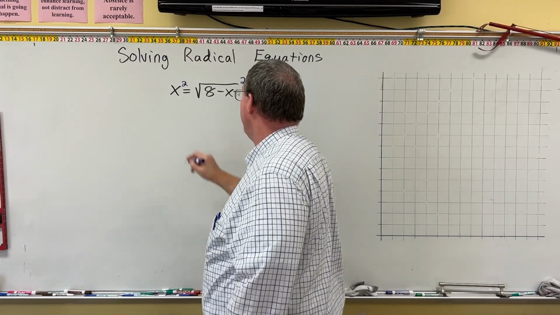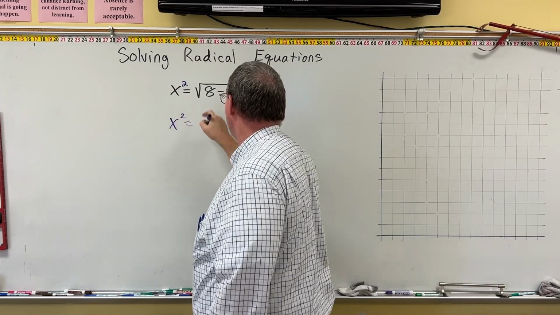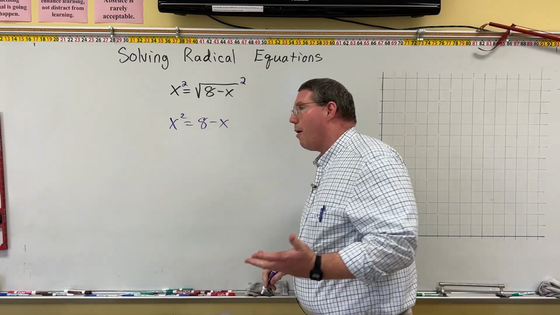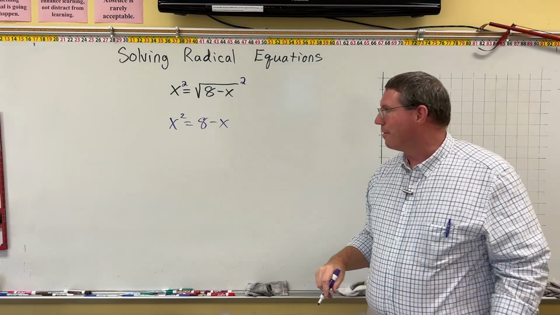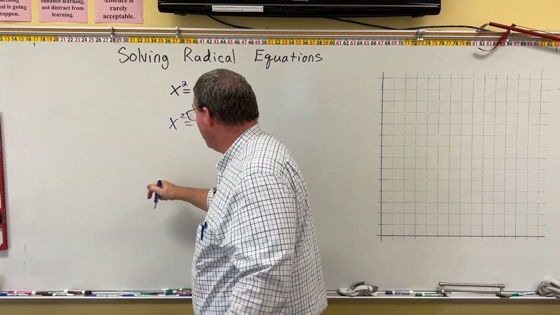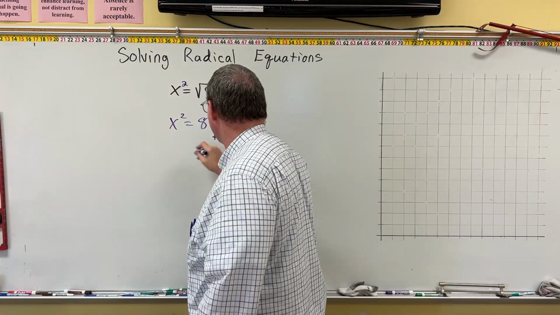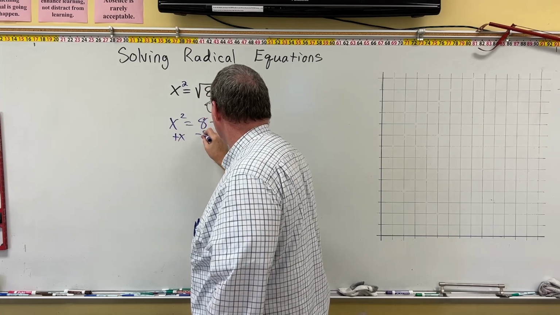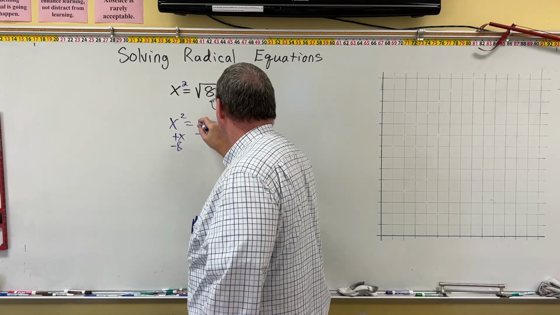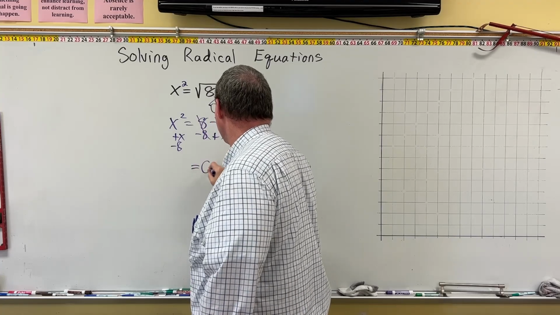Well, if we square the right side, we have to square the left side. And so what we wind up with here is x squared is equal to whatever's under the radical, 8 minus x. This is now a quadratic equation. We've got an equal sign and we've got x squared, so we're going to move everything to one side. We're going to add x here, add x there, and subtract 8 here, and subtract 8 there. And this is going to cancel, so we're going to have equals 0.